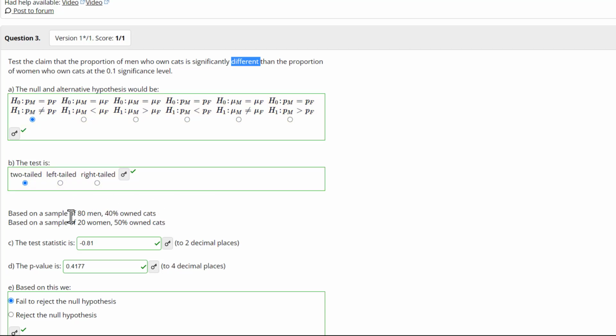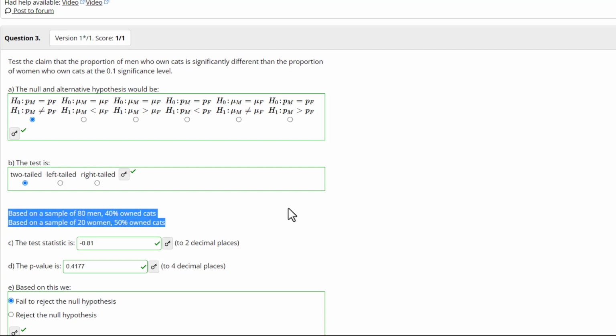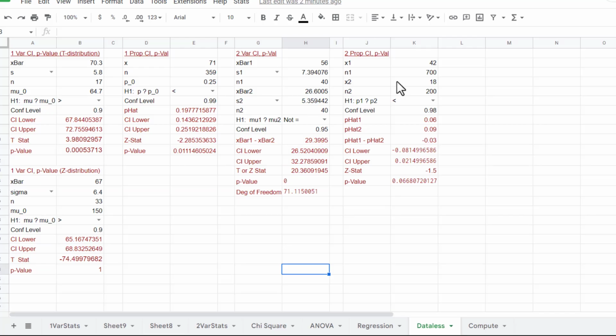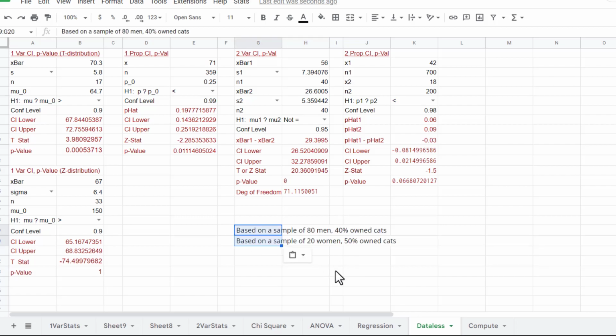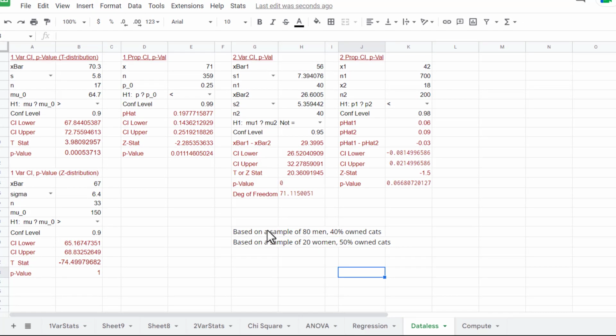All right, so it says based on a sample of 80 men, 40% own cats, and a sample of 20 women, 50% own cats. All right, so I'm going to go to my Google Sheets. I'm in my Data Lists tab. I'm just going to copy this here so I can see it. You don't have to do that part. And I look up here and I see it's two proportions.